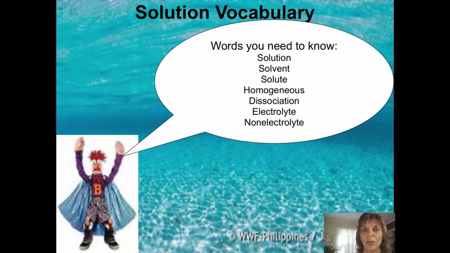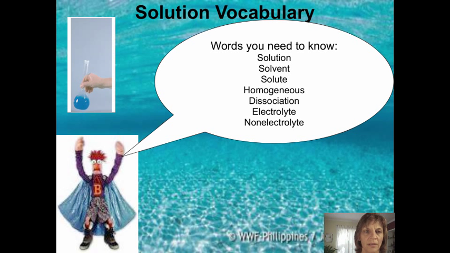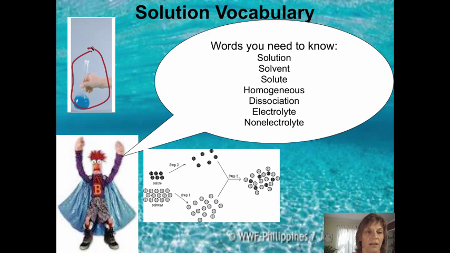Beaker's got some vocabulary words you need to know, so let's talk through them briefly. A solution is a homogeneous mixture of a solute and a solvent. We typically make them in volumetric flasks so that they are very precisely measured. Solute and solvent are really important, and it's important to be able to tell which one is which.